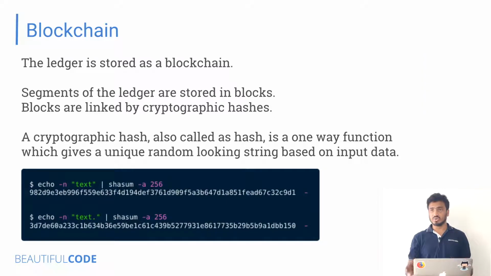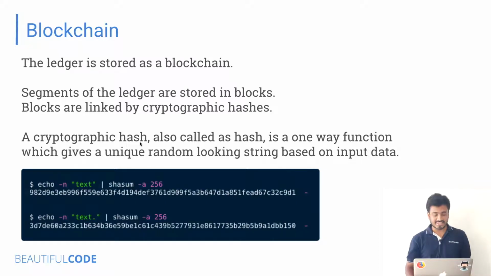So how is this ledger stored? It is stored in a blockchain. In a blockchain, instead of storing all the transactions in a long list, a bunch of transactions are stored in a block, and individual blocks are linked together with cryptographic hashes.